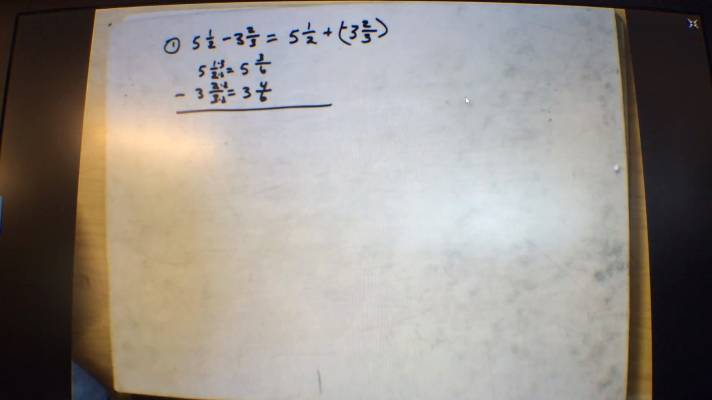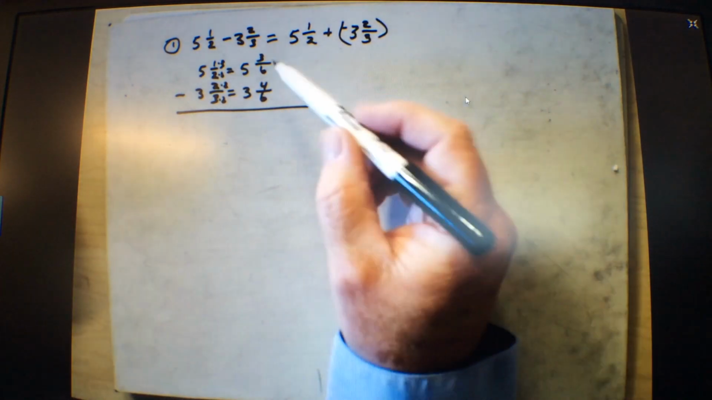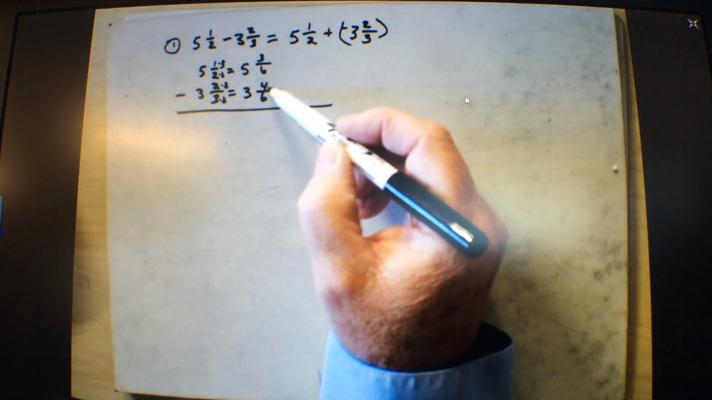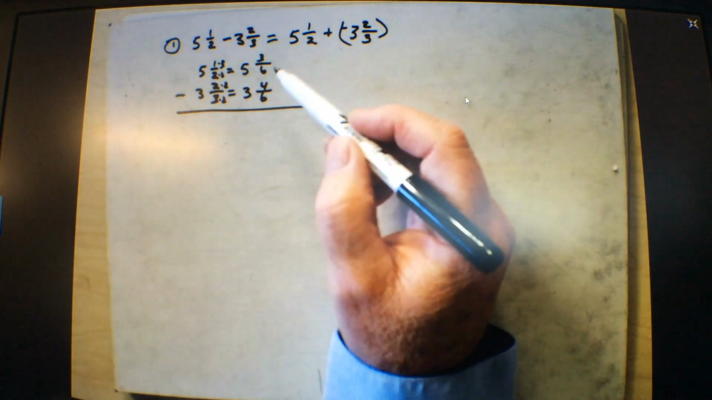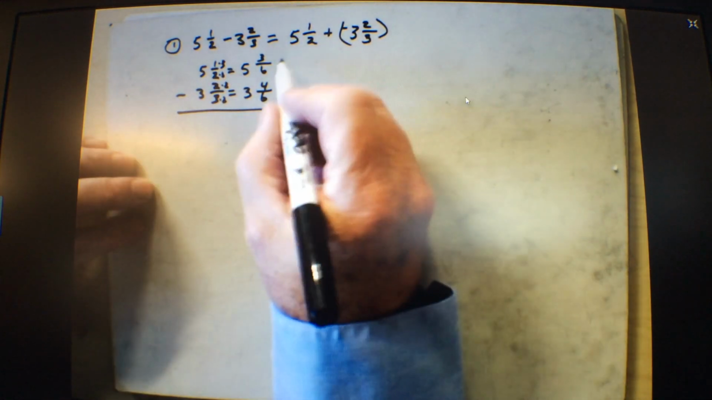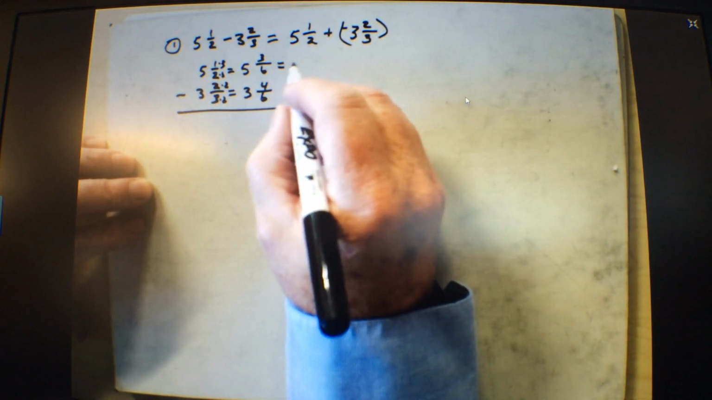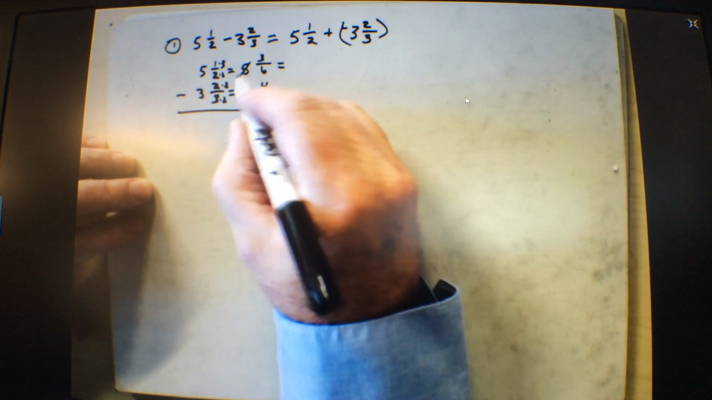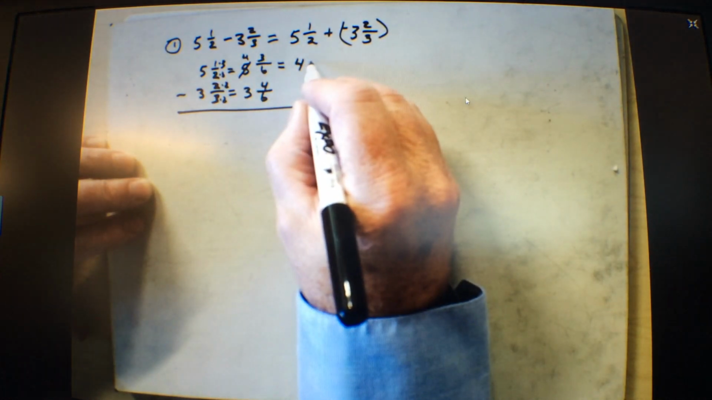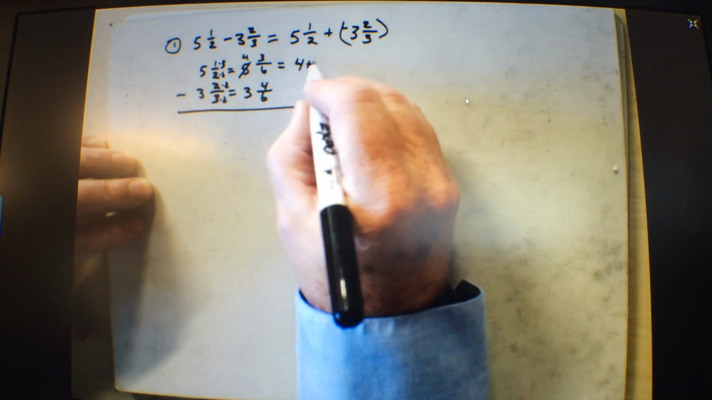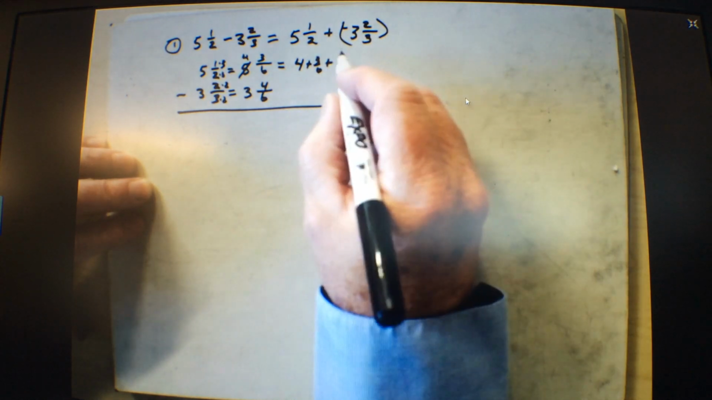Now, what is the reason I did this one? Do you know? What happens when I subtract here? The 4 is bigger than the 3, isn't it? Yeah. So I have to borrow, okay? I'm going to have to borrow. And so I'm going to borrow 1 from here, making this a 4. And I'm going to add, and this is 4 and 3/6 plus 6/6.